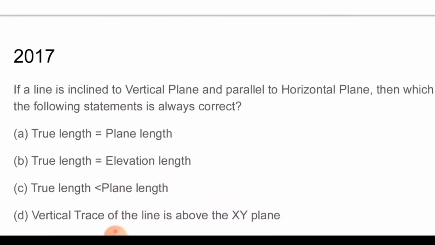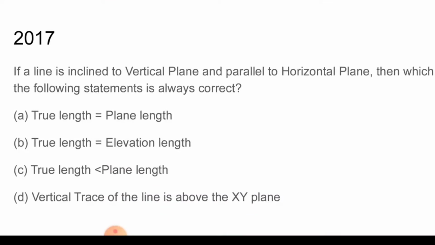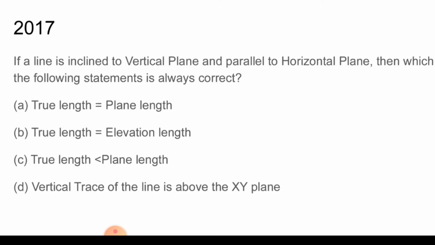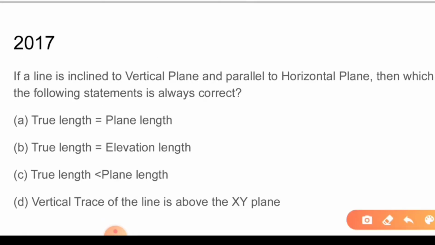The first question asked: if a line is inclined to the vertical plane and parallel to the horizontal plane, which of the following statements is always correct? This is a very important question because it is related to drawing. First option is true length equal to plane length. Second option is true length equal to elevation length. Third option is true length less than plane length. And the fourth option is vertical trace of the line is above the XY plane. So here the correct option is A, that is true length equal to plane length.